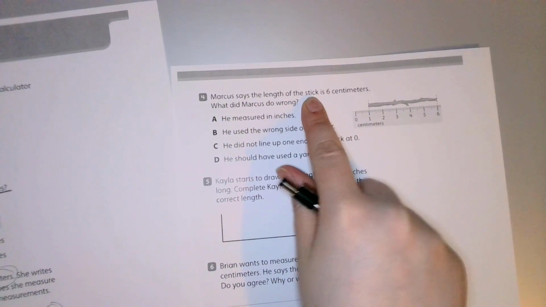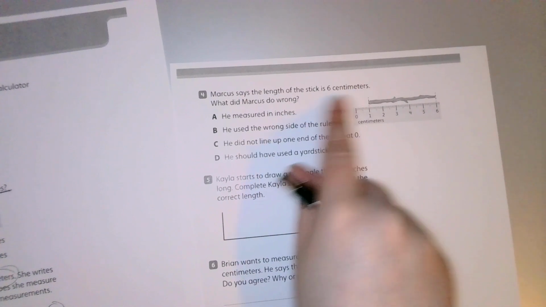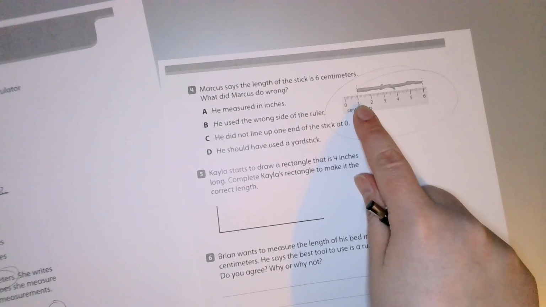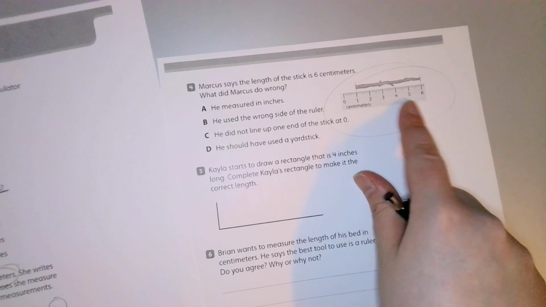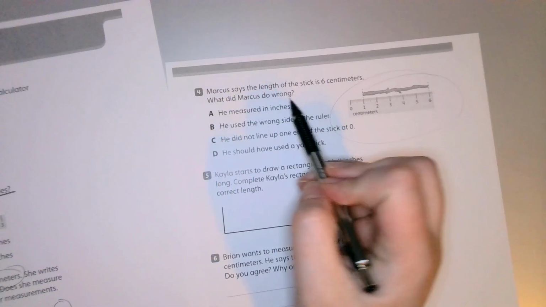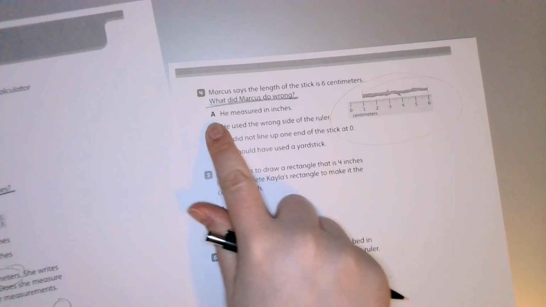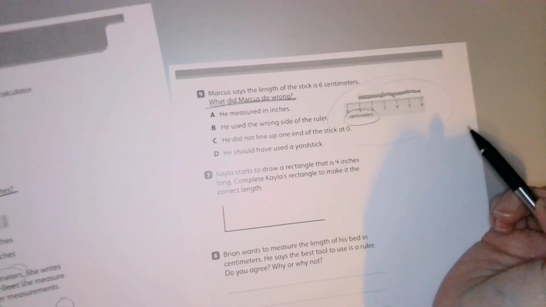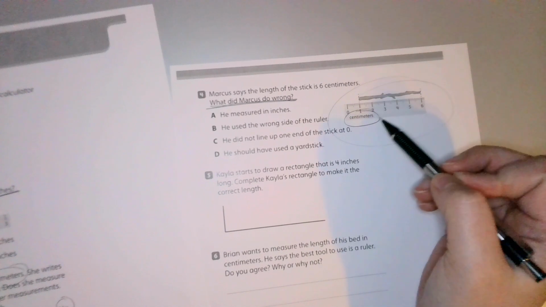4. Marcus says the length of the stick is 6 centimeters. What did Marcus do wrong? So this is him. He says his stick is 6 centimeters. He starts at 1 and goes to 6. So we're looking for what did he do wrong? A, he measured it in inches. Did he do that? Let's look at our ruler. Does that say inches? No, it doesn't. It says centimeters. And it says centimeters up here. So that one is not what he did.